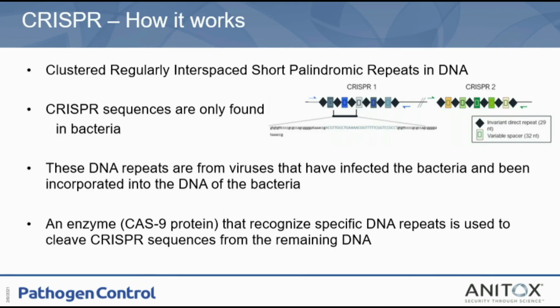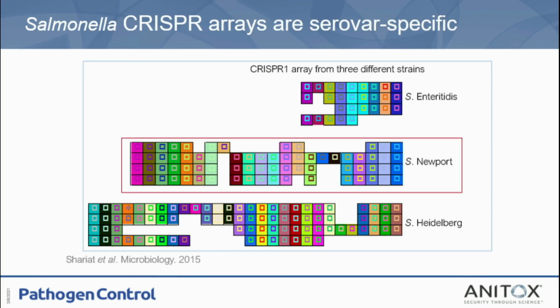CRISPR sequences are only found in bacteria, and there are 2 loci in Salmonella. These repeats are from viruses that have infected bacteria and have been incorporated into the DNA of the bacteria and are then passed on when bacteria replicate.